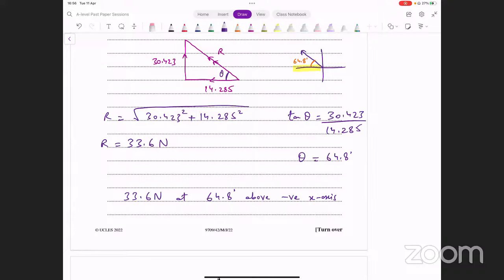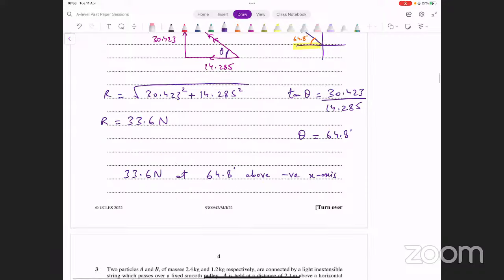You could also say 64.8 degrees clockwise from the negative x-axis, or you could say this angle is 115.2 degrees anti-clockwise from the positive x-axis. There are multiple ways of describing this. This is one way to do it that you've done here. Okay, all right, let's move on.